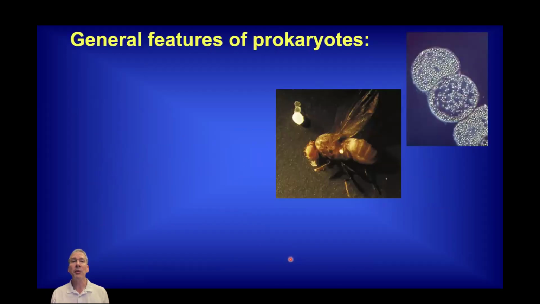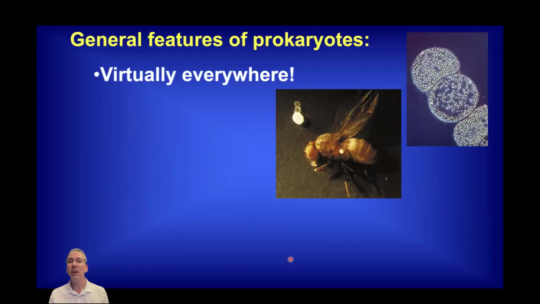So let's just begin with a few general features of prokaryotes. They're pretty much everywhere. You can go to the bottom of the ocean, to the top of Mount Everest, and you're bound to find various bacteria growing there. They tend to be quite small. For the most part, they tend to be much smaller than most eukaryotic cells. There are a few exceptions.